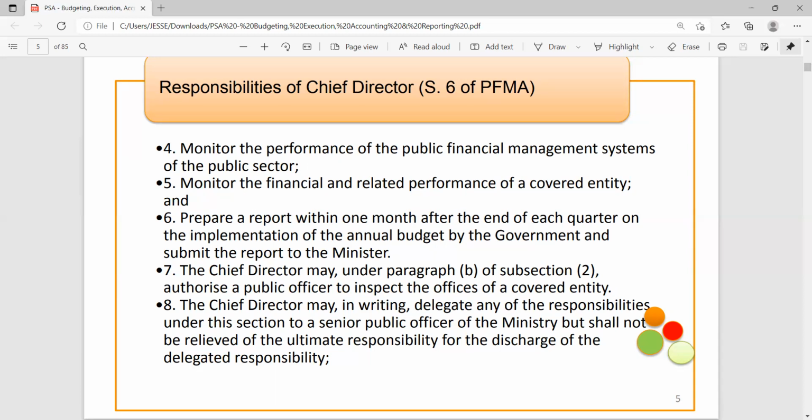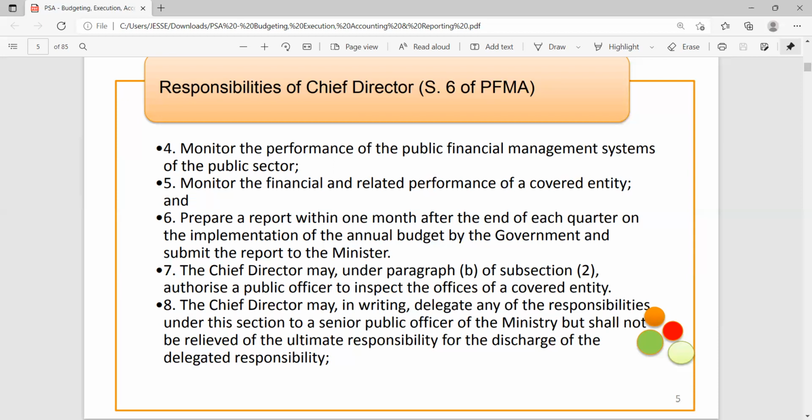At the end of each quarter, they prepare this report, which should be done within a month, on how the annual budget is being implemented. And that report is very, very crucial, because after you prepare a budget and you set out your estimates, as you go through the year, you would want to know how well you are implementing what you said you would implement in the budget, right? So the chief director is responsible for preparing this report and submitting it to the minister. Very, very crucial.